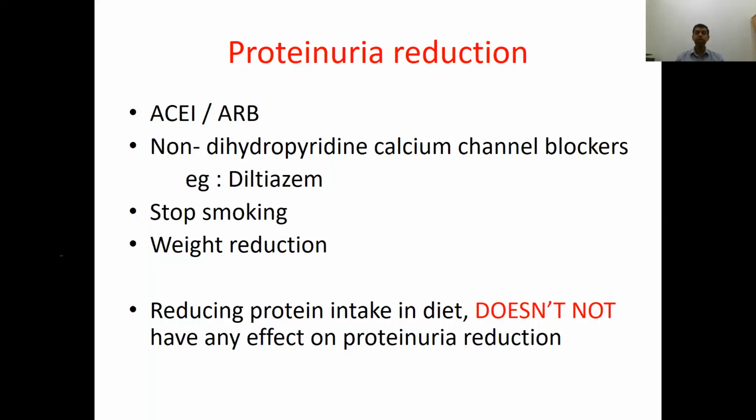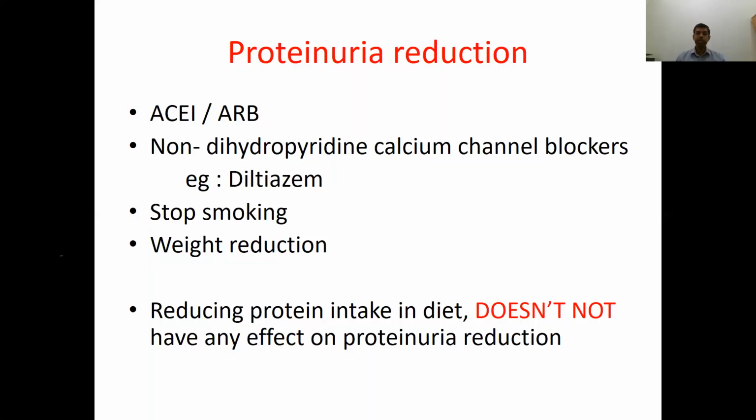However, there is a misconception among a lot of patients and even among some doctors, thinking that if you reduce the intake of protein in your diet, that's going to reduce the protein loss from your urine. That is a myth and not an accurate thing to do. Therefore, you should not reduce the protein intake in these patients.